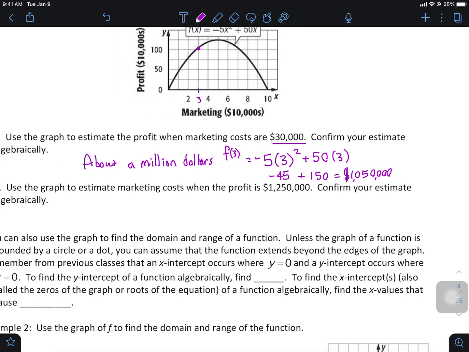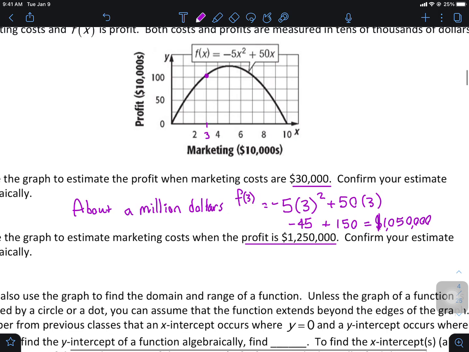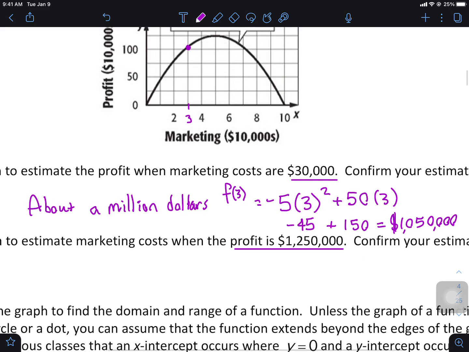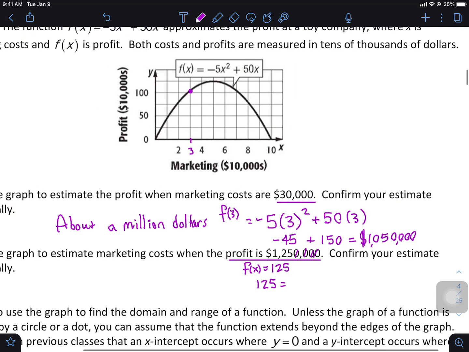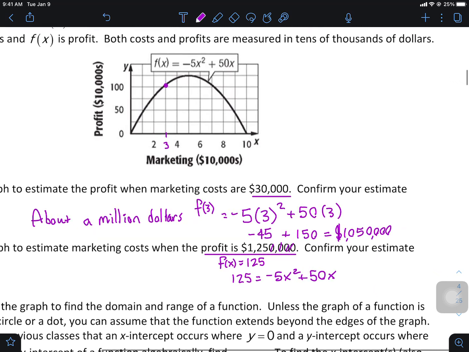You can also do the opposite. We could start with a profit value of $1.25 million. We need to take off 4 zeros, 1, 2, 3, 4, so we need to figure out what's going on at 125 for your f(x) value. I'm going to plug 125 into the other side, and then we can solve for x.